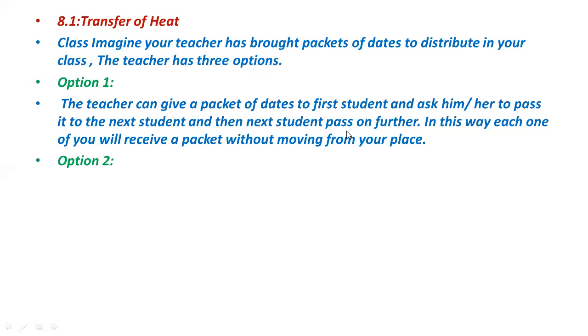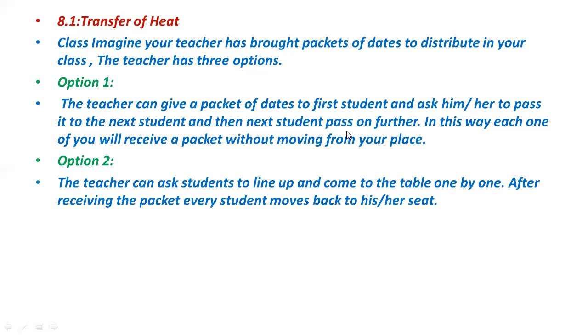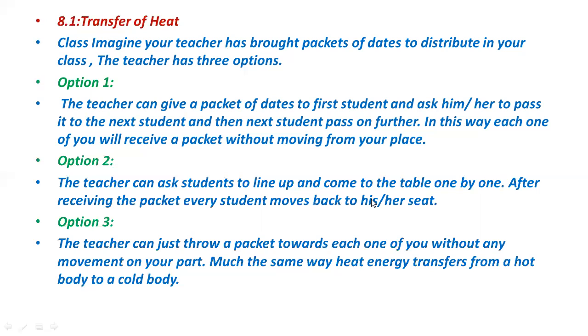The second option is that the teacher asks the students to make a line and then come to the teacher's table, take dates one by one, receive the dates and go back to their seats. The third option is that the teacher and the students are all on their seats, but the teacher throws a packet of dates to each student, and all the students receive the date packets this way. So there are three ways.